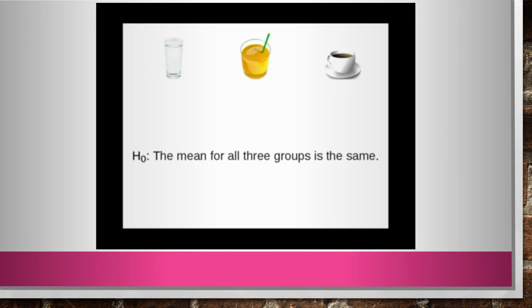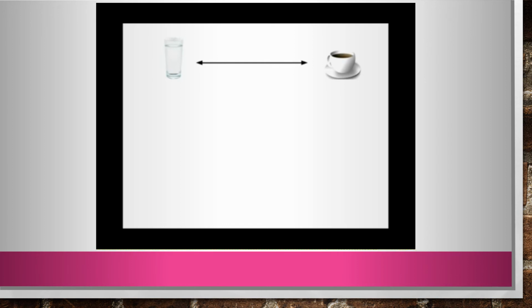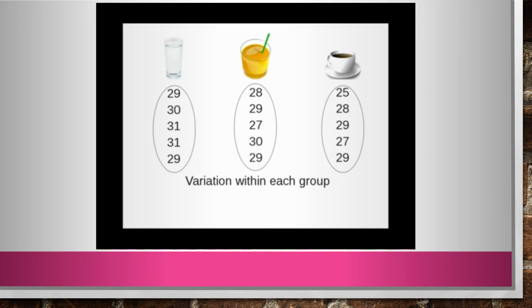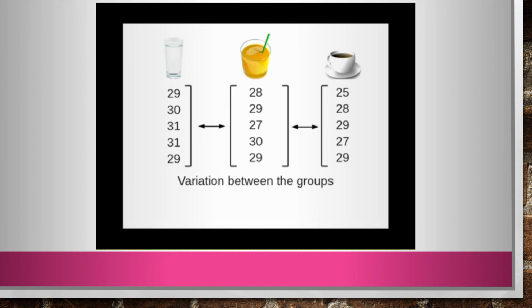The null hypothesis says that the mean reaction time for all 3 groups is the same. If there were only 2 groups, you could use a t-test to find out if there's a difference between them. But when you have 3 groups or more, you need to use a different approach, the analysis of variance. When you do the experiment, the scores won't all be the same. The total variation of all the scores is made up of 2 parts: the variation within each group, because the people in each group have different reaction times, and the variation between the groups, because the drinks you gave each group are different.